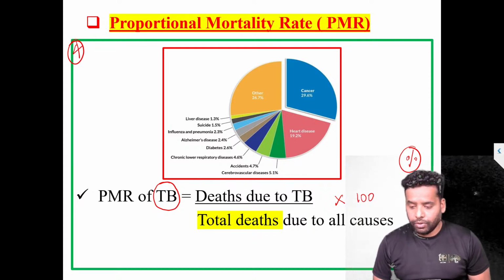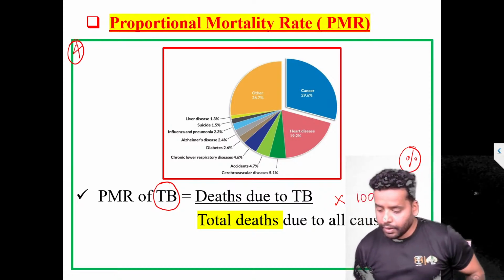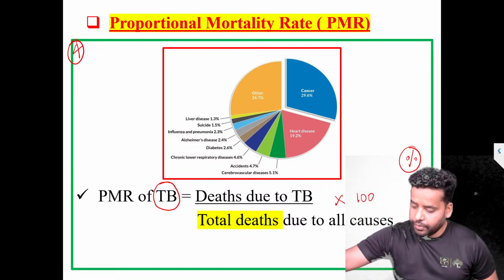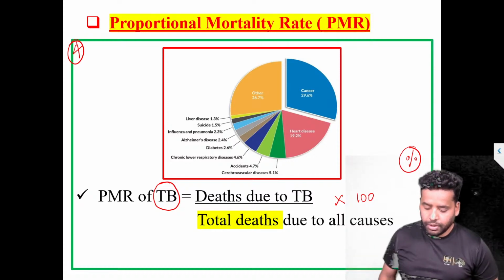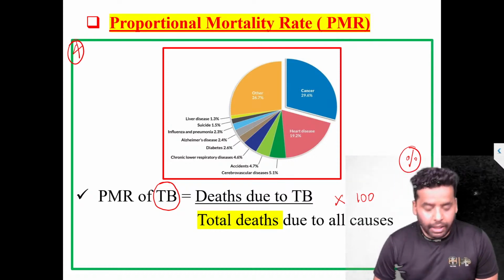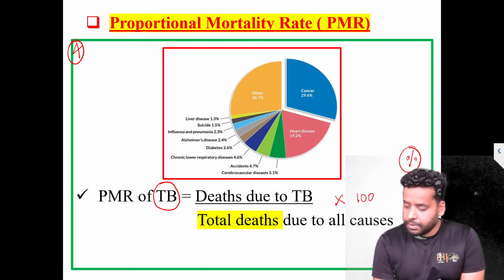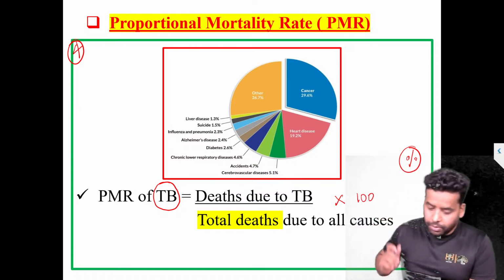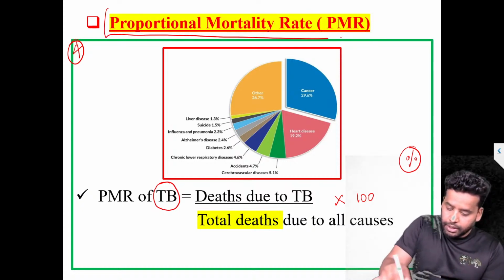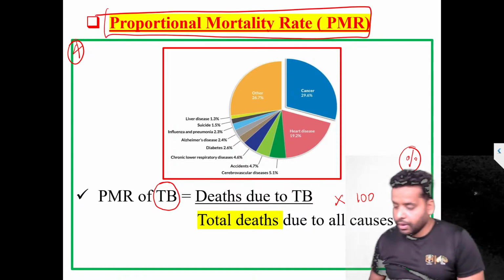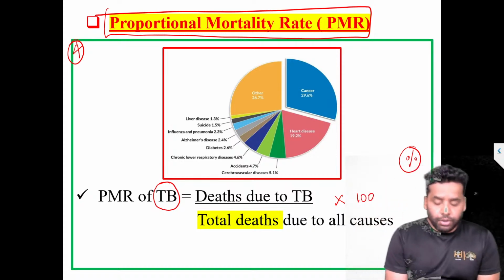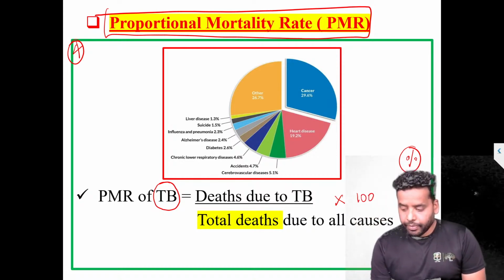Tell me true or false. That will indicate contribution in the total mortality part. How much TB will contribute? True or false? Because we express it in percentage. Proportional mortality rate, we express it in percentage. 10%, 20%, like that we express.